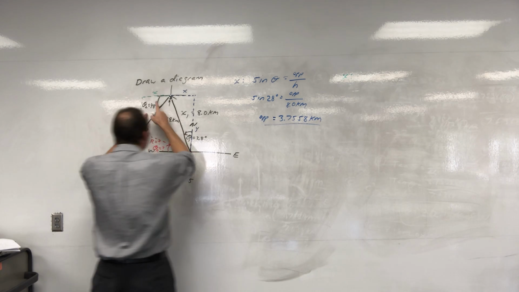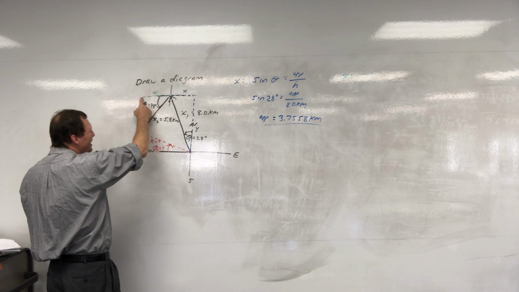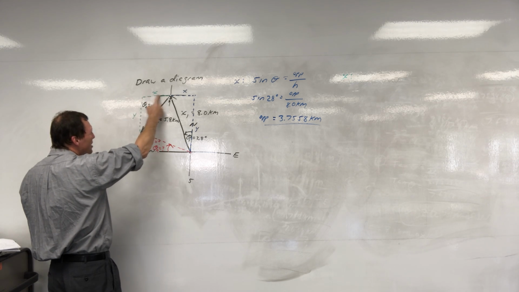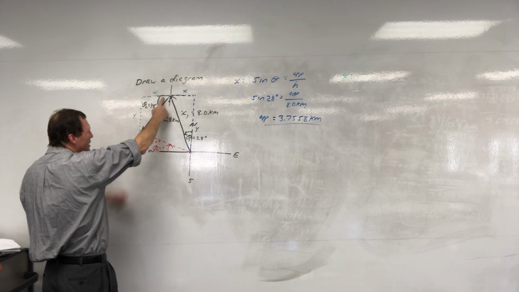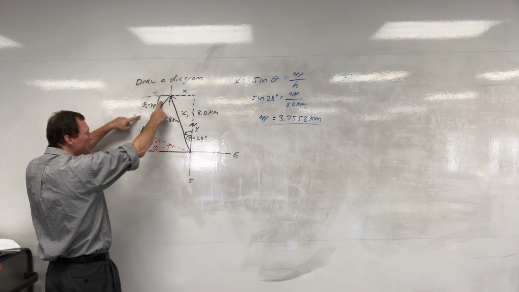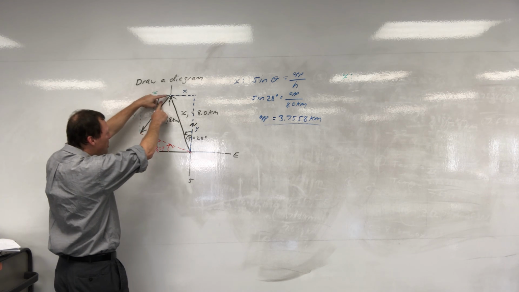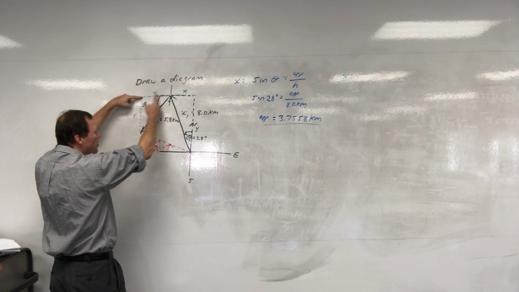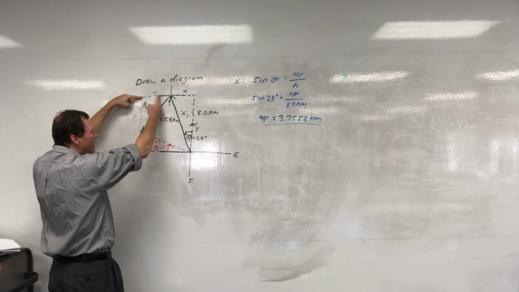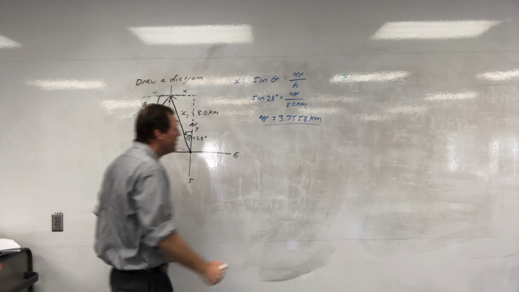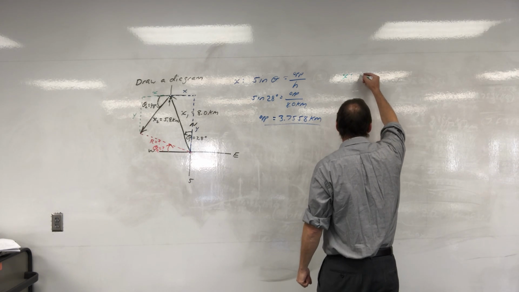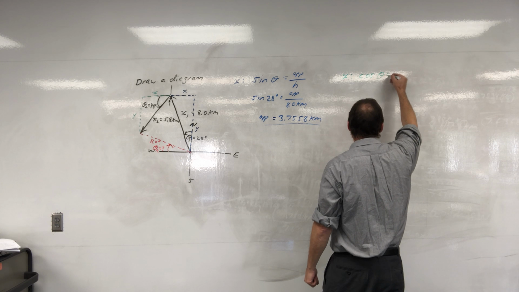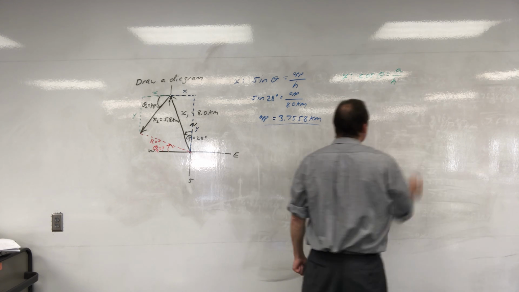Now look at this second vector right here. I'm trying to find this x component. This is my angle. This is my opposite side over here. The x component of this vector is the adjacent side. So in order to find that x component, I've got to find this adjacent side. To do that, I'm going to use cosine theta equals adjacent over hypotenuse.